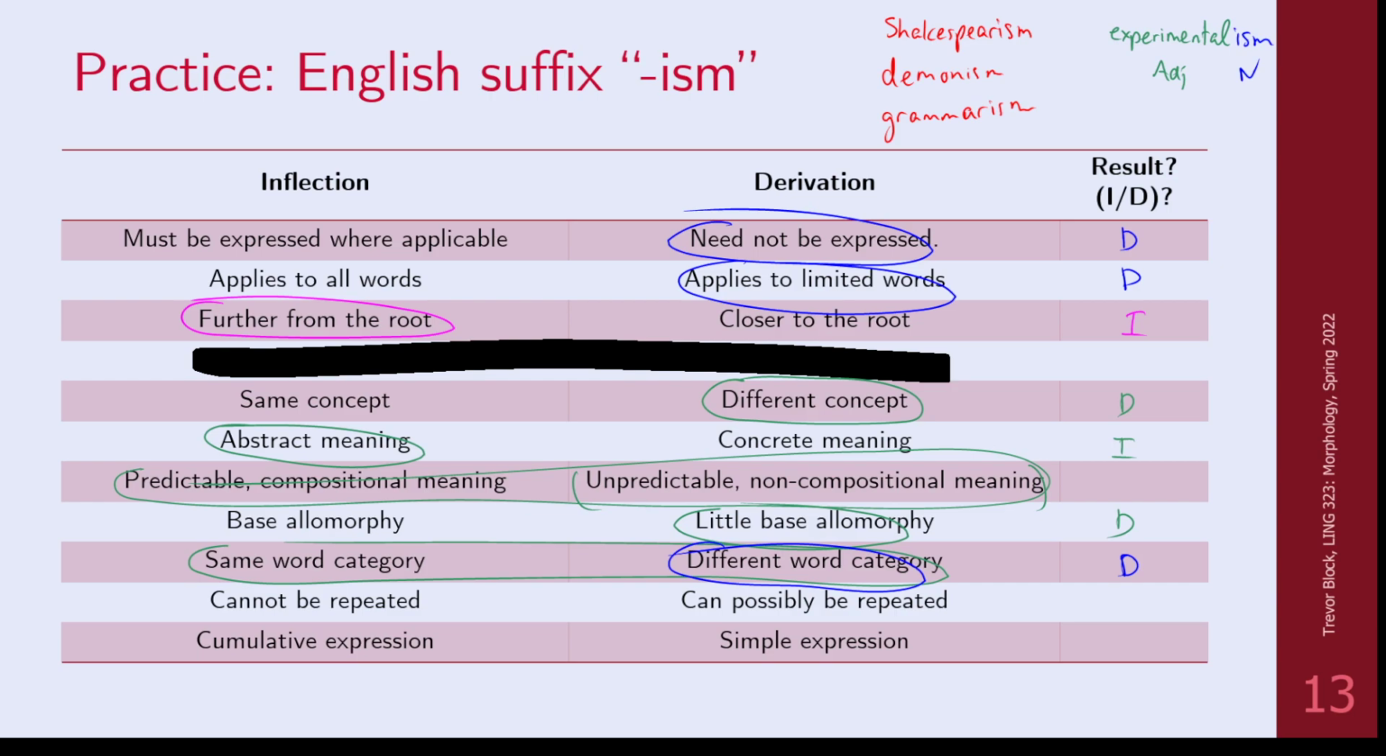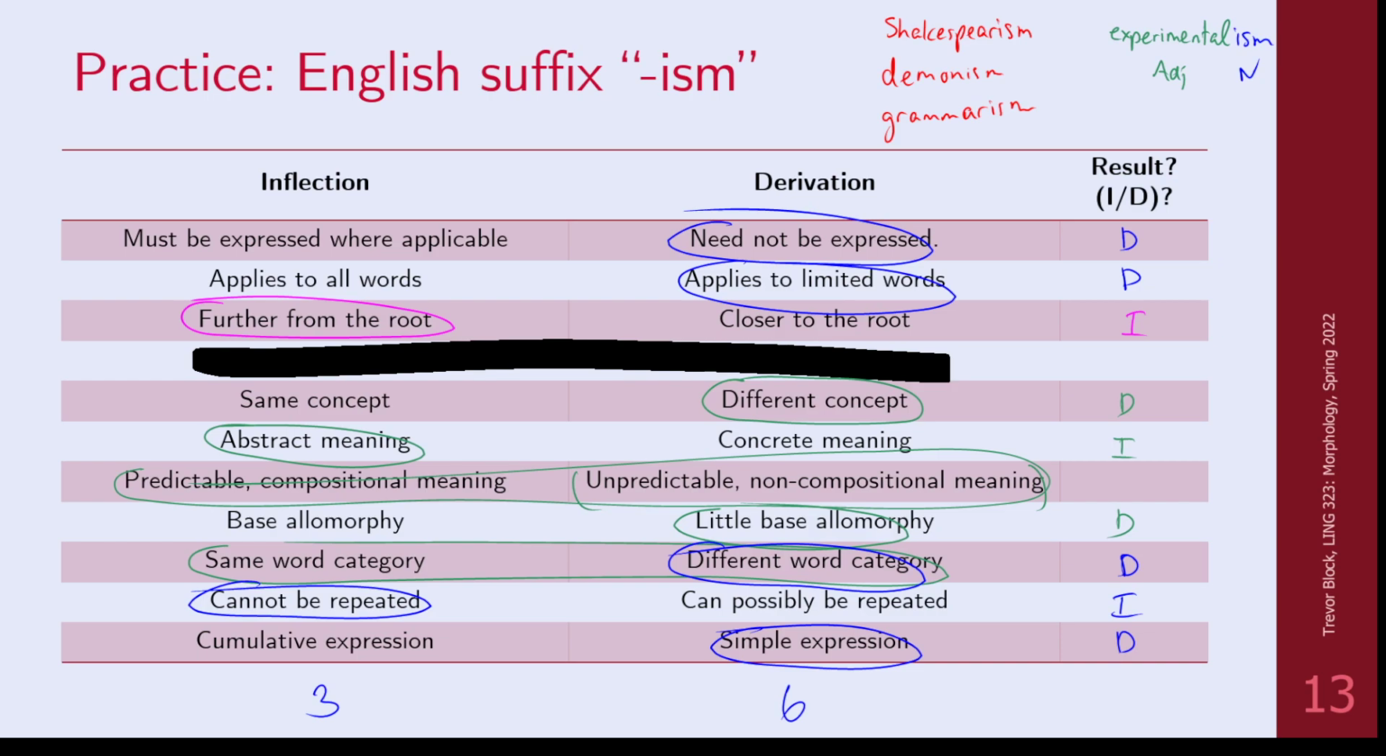Can it be repeated? A Shakespeareism, a grammarism? No. Does not sound good to me. And simple expression or cumulative expression, that's simple. Whatever the meaning is, it's just there. There's nothing extra. So if we count these up, just based on D's and I's on the right side, 1, 2, 3, 4, 5, 6 D's and 1, 2, 3 I's. So again, this is more derivational than inflectional. But in each of these cases, we do see some inflectional properties in these affixes.